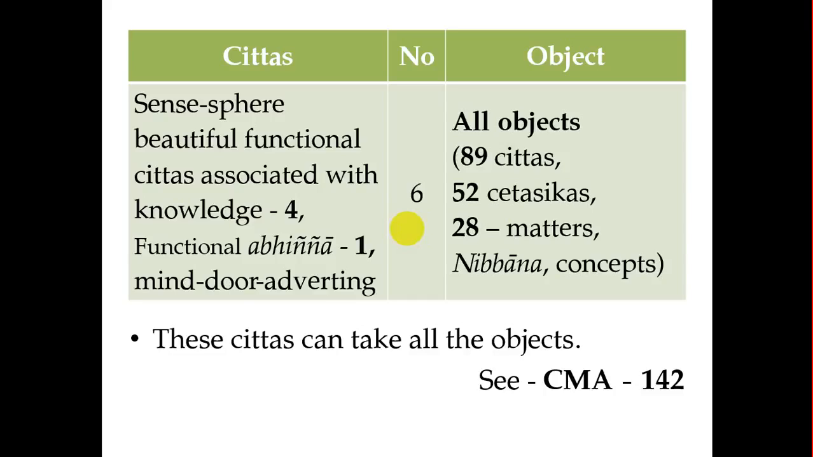Among the 89, 54 chetas arise based on senses, right? So therefore, they are called sense sphere. So we have 52 chetasika that associate with them. And also, 28 are senses, right? Now we call it matter. These chetas can take all the objects. For further explanation, please read page 142, right? 142. Okay.